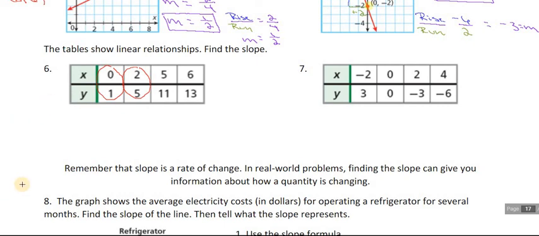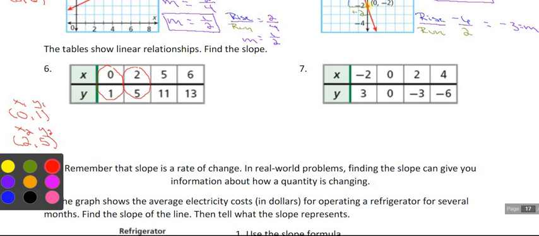So I'm going to label my 2 ordered pairs. I'm going to list them out. 0, 1 is my first ordered pair. So x of my first, y of my first: x sub 1, y sub 1. Then I've got 2, 5 is my second ordered pair. So x of my second, y of my second.